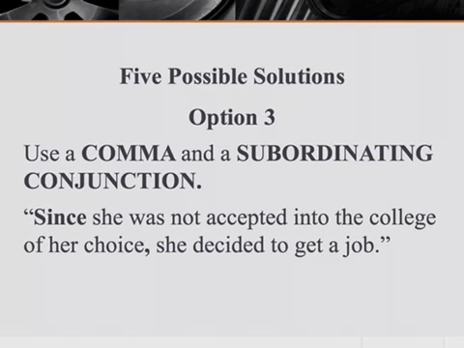The third solution is similar to the second, but uses a subordinating conjunction instead of a coordinating one. These are conjunctions which transform an independent clause into a dependent one, words which provide a transition between ideas and reduce the importance of one clause, making it subordinate to another. Words like since, when, although, and while are subordinating conjunctions. Here we use since, which is another stronger way of establishing the causal relationship between clause 1 and clause 2. Since she was not accepted into the college of her choice, she decided to get a job.